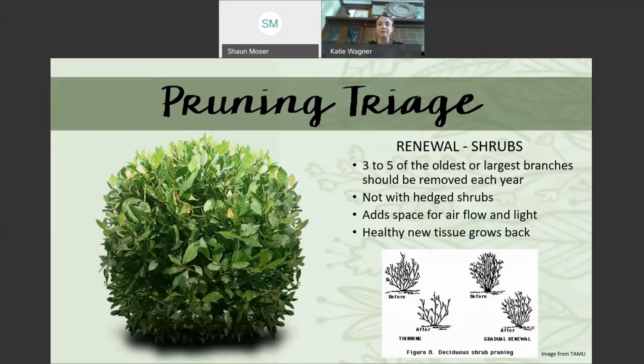Hey, Katie, there's a question that's come in related to this. Is it recommended to do this renewal trimming for small and new shrubs? I planted some last fall that would benefit, but they are pretty small.